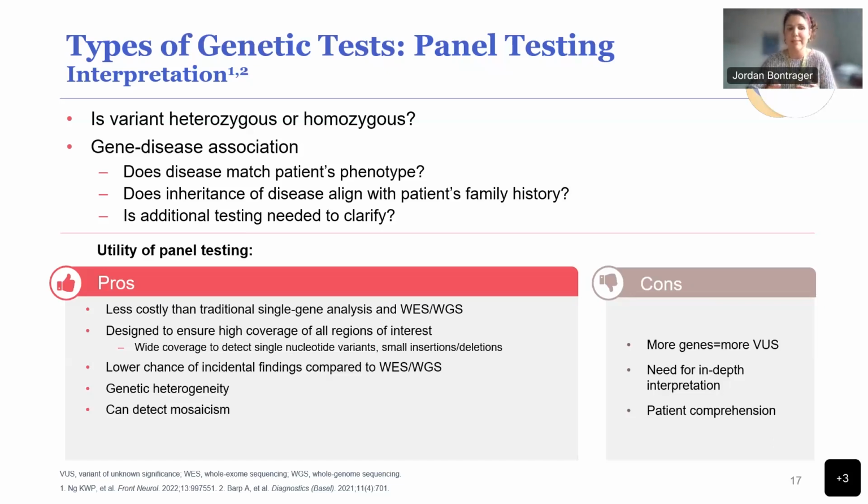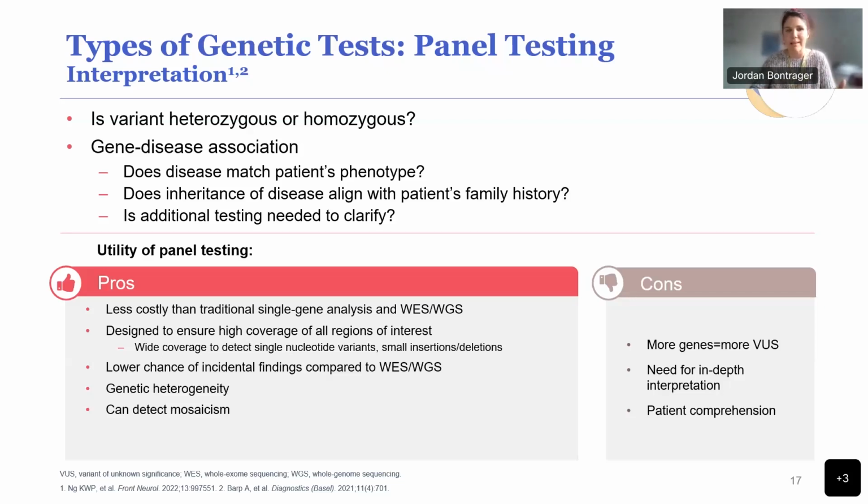Utility of panel testing, it's less expensive than Sanger sequencing used to be, which is huge, less expensive than Exome and Genome. There's high coverage across the genes of interest. So if there is mosaicism, something that's not inherited, but rather came up in a somatic event, this can be found on next generation sequencing just based on how many reads there are at each location. And then there's a lower chance of finding things we aren't looking for than Exome and Genome. So that's a pro as well.